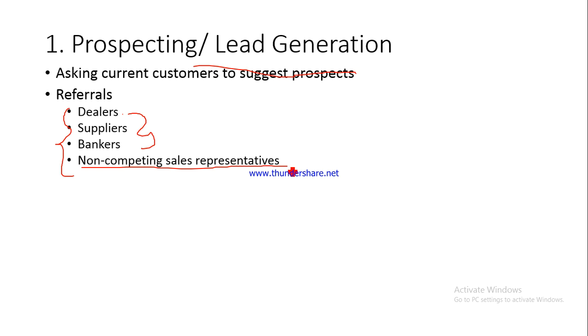And why is this particular individual a non-competing sales representative? Because you are selling televisions, while he is selling refrigerators. So in that sense you are not competing with each other. He would be more ready, more forthcoming, and he would probably provide you the list of his customers. Fine. So this is how referrals work, and you can ask these entities to suggest names of those customers who might buy your product, who might be interested in your product.